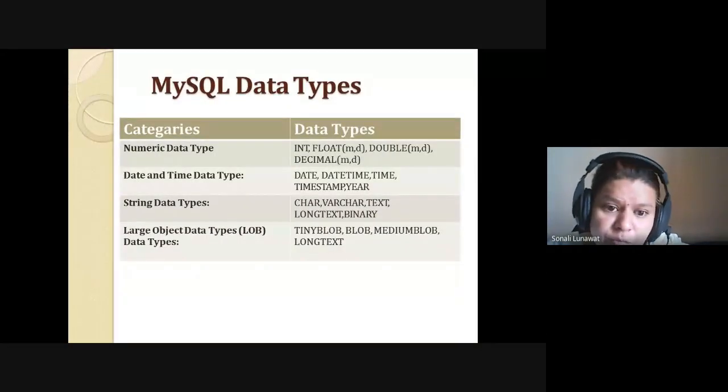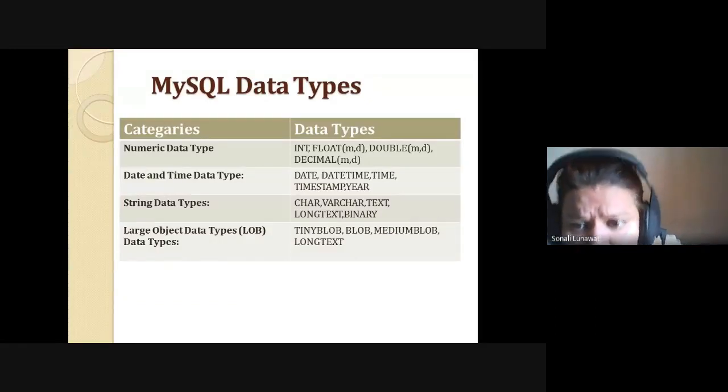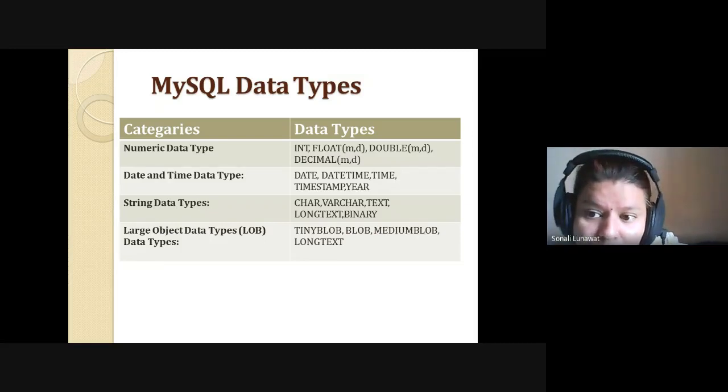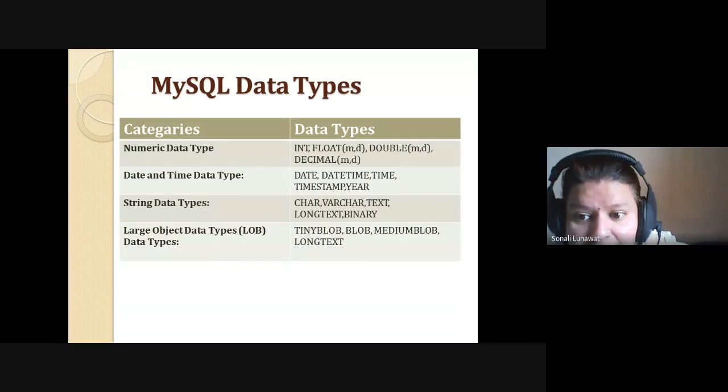Now the data types of MySQL. It has numeric data types: int, float, double, decimal. We can call these the different data types used for numeric values. Then for date, you can use datetime, timestamp, time, year, etc.